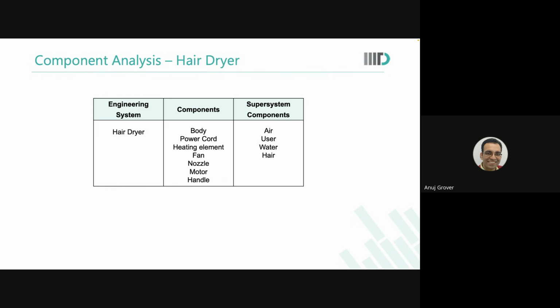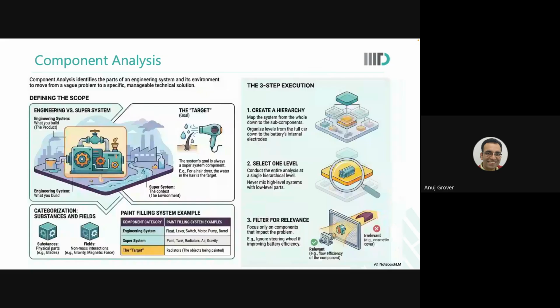A radiator and paint both are super system components. A radiator definitely is, paint no. In the component analysis that we did, in fact, paint also is super system because paint will come and go. Paint, tank, radiator, but target is radiator. So water, for example, is a super system component in the bottle. Is that okay?